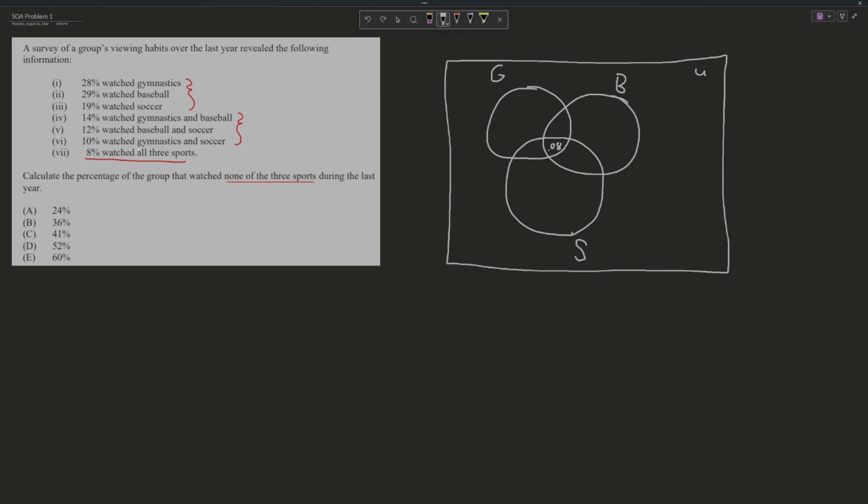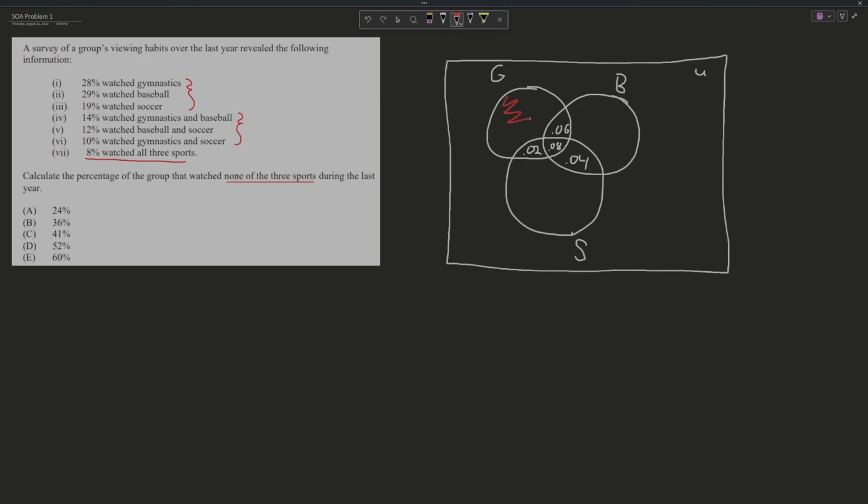So first, let's go over our gymnastics and soccer. So we have 10% that watched gymnastics and soccer, but 8% that watched all three. So we end up subtracting the two. We have 10% minus 8%, which is 2%. For soccer and baseball, we have 12% minus 8%, which is 4%. For gymnastics and baseball, we have 14% minus 8%, which is 6%.